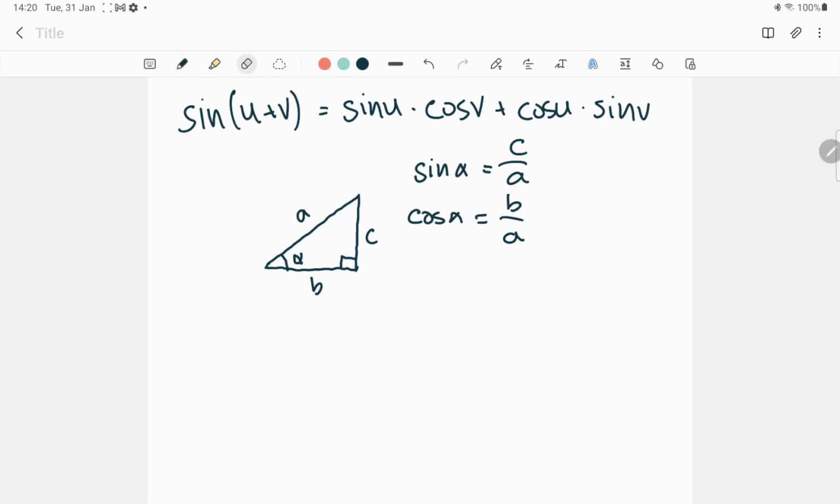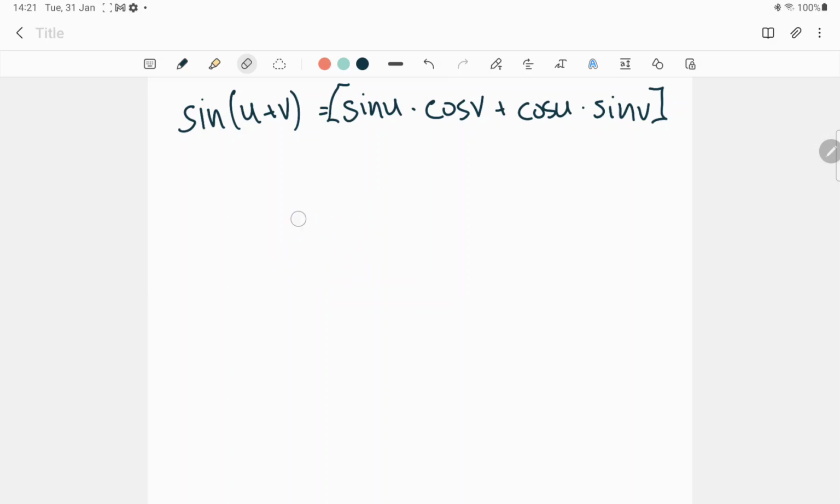Okay, so just imagine that we have two triangles instead, and this first has the angle U, and then the second triangle has the angle V. So if you want the sine of both of these angles, then it is equal to this. Okay, that's just the nitty-gritty of how this is derived. Now, we want the derivative of our sine function.